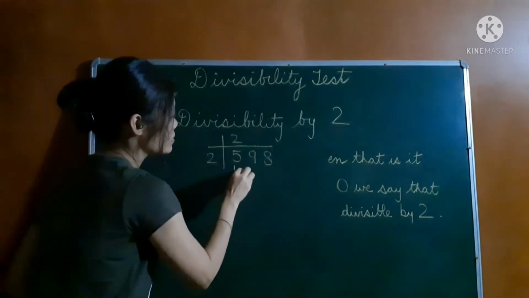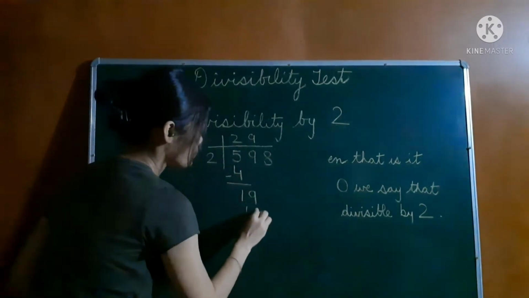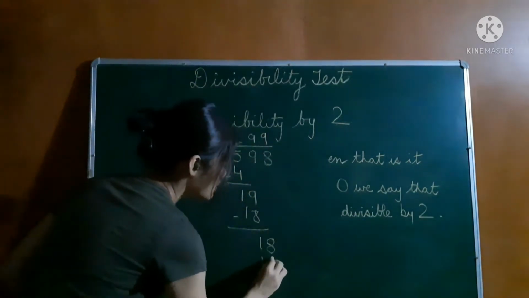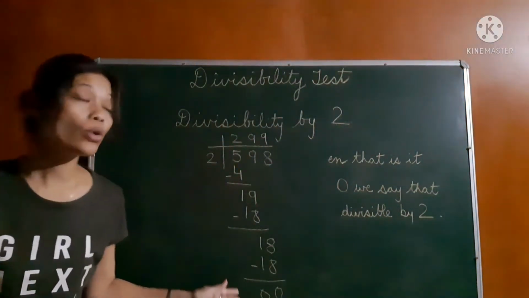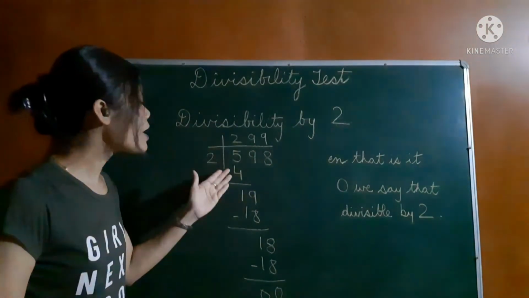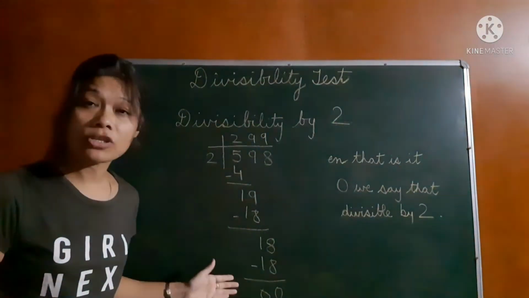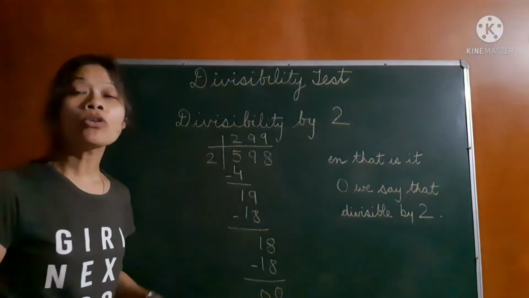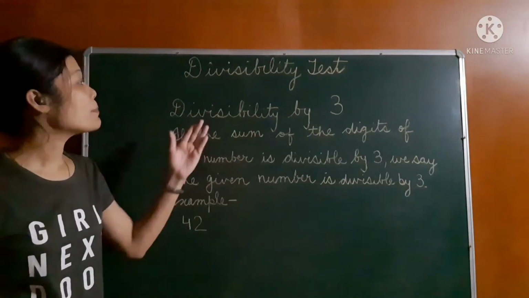2 4s are 8, 9. 2 9s are 18, which gives 0. So here the remainder is 0 and the quotient is a whole number, that is 299, which proves 598 is divisible by 2. So without the actual division, just knowing the divisibility test, we can find out whether a number is divisible by 2 or not.